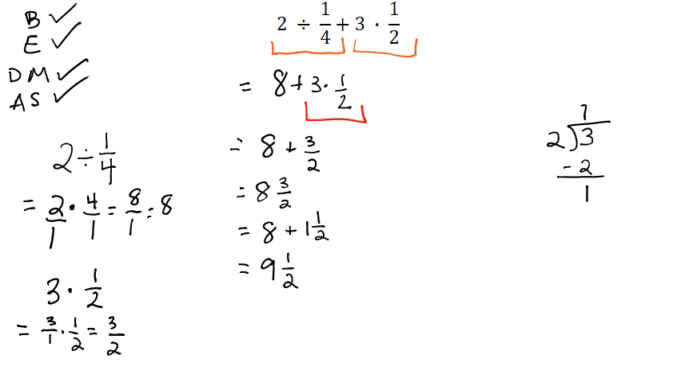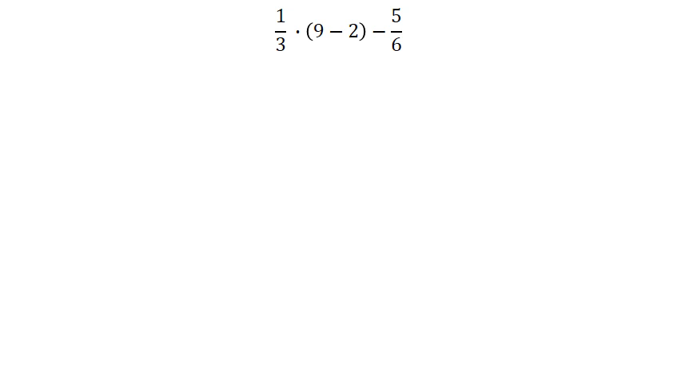All right, let's do another example. In this example, again, we're going to follow our order of operations, BEDMAS, and we're going to start by looking for brackets. I do see brackets, so we're going to start there. Here are my brackets. So my next line, everything will be the same. So I'll start with 1/3, and then I'll write my times, but I need to do the operation inside my brackets first. What's 9 minus 2? 9 minus 2 is 7. So I write my 7. Minus 5/6. Everything else stays the same.